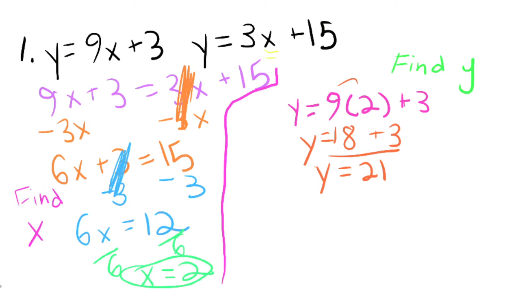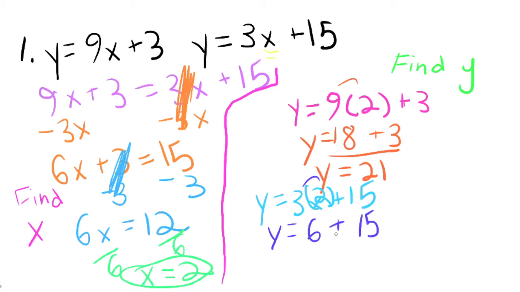And now just to check this, I'm going to go over here and plug it into this equation. So y equals 3x plus 15, which will turn into y equals 3 times 2 plus 15. And when solving this, we get y equals 6 plus 15. And when adding, this also comes out to be 21. So based on that, we know that 21 is definitely the answer.